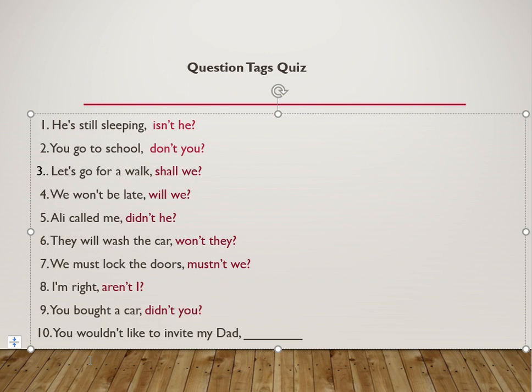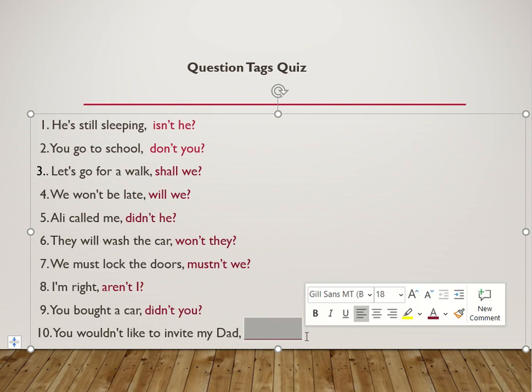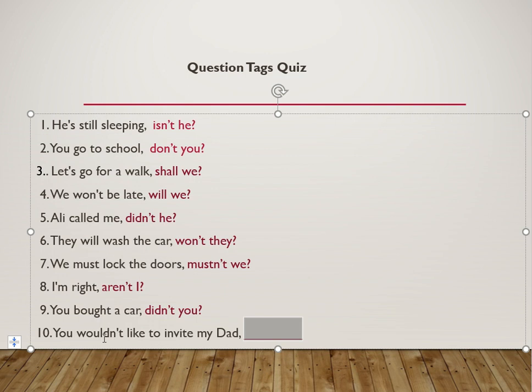At the end, you wouldn't like to invite my dad. So we have here a negative sentence. So we have to add a positive question tag. How can we start and add the question tag here? We have the word wouldn't. So this is a modal verb. We have to add would first. Okay, then you, the personal pronoun.